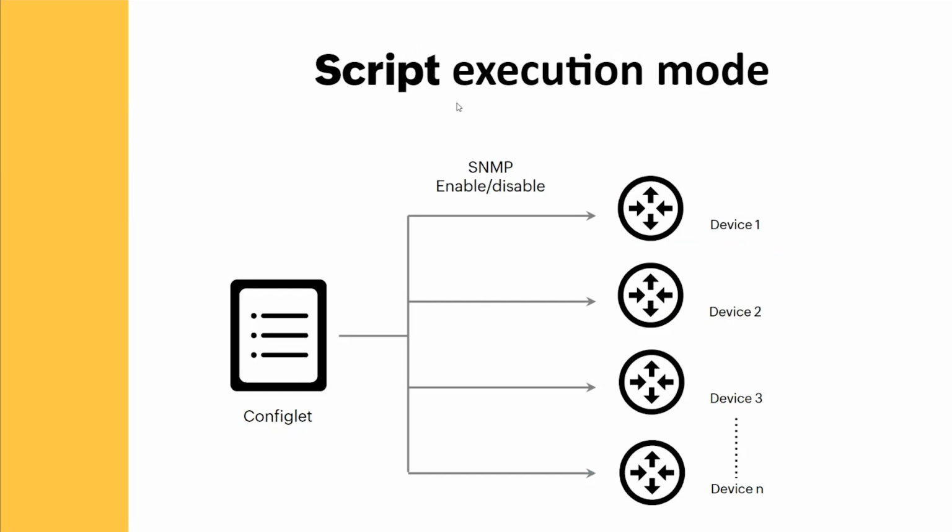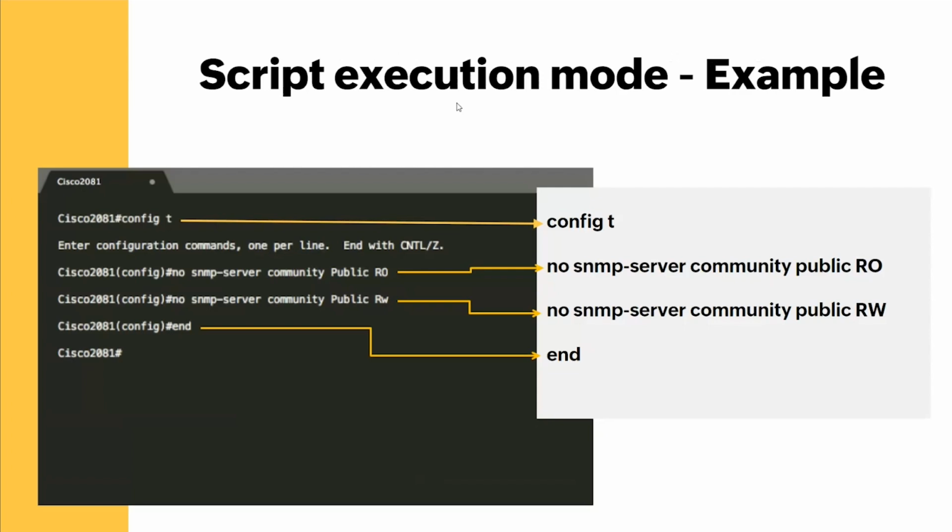execution mode. In script execution mode, the commands are executed sequentially on the selected devices. This mode is suitable for simple commands such as enabling or disabling SNMP on multiple devices. On the screen, you can see an example of the script execution mode command. On the left, it's shown in black as in PuTTY, and on the right, it is displayed in the configured content area of Network Configuration Manager. So let me demonstrate how this works in the Network Configuration Manager UI.